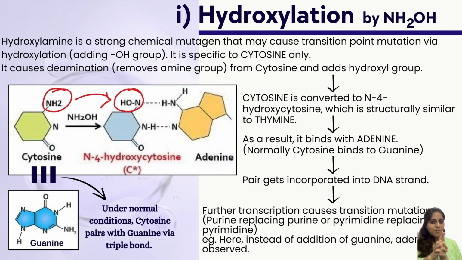And if you remember, thymine binds with adenine. Now, N4-hydroxycytosine will bind to adenine. Upon further transcription, this adenine will bind to thymine. And this results in CGTA mutation.